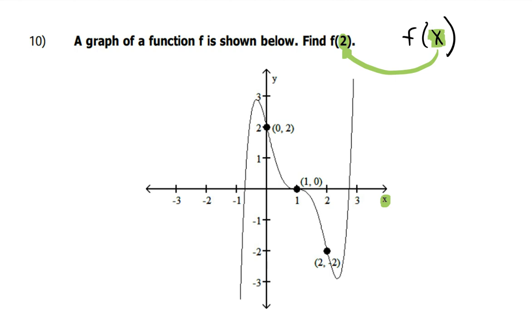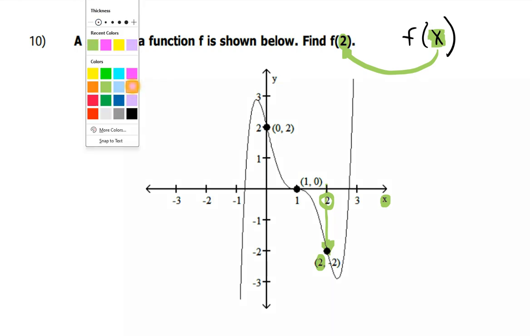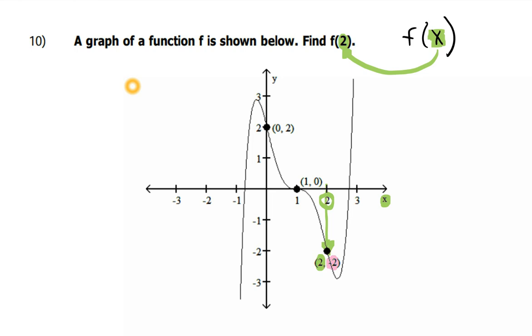And looking at the x-axis, here is the 2. And if I go straight down, I find this point right here. And they've even labeled it. I don't know if I'll be that nice on the test, but you can see there's an x-coordinate of 2. That is the point with an x-coordinate of 2. So f of 2 is going to equal the y-coordinate. It's -2. You're looking for the y-coordinate, which is -2. So my answer of what does f of 2 equal? It equals -2.